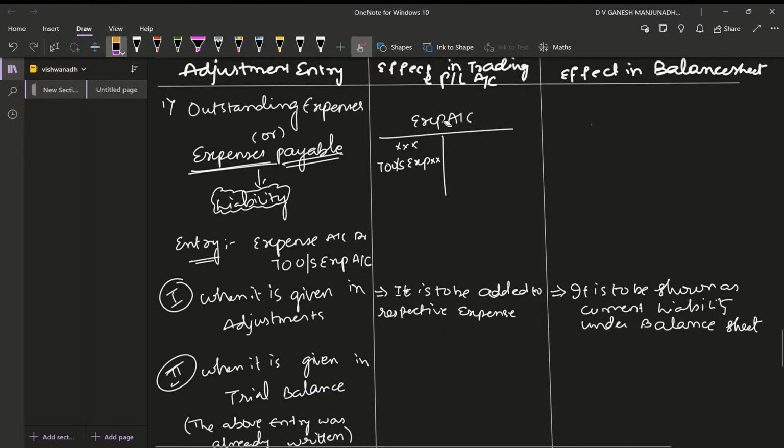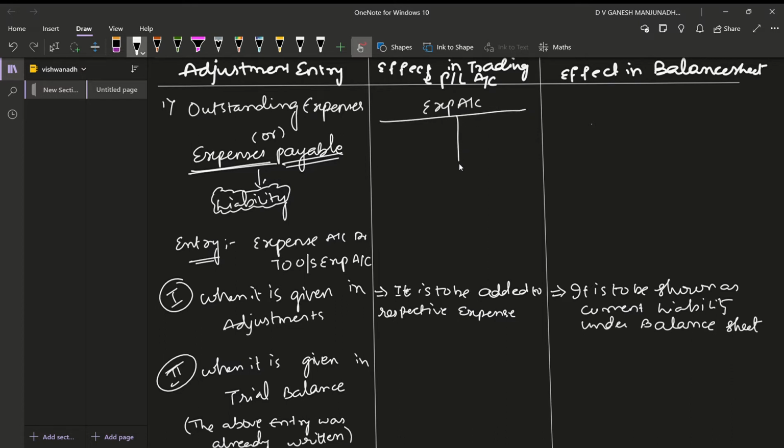Let us see that. Let us think that this is an expenditure account. So here we are having a balance brought down. Now let us take an outstanding expenditure account also. This is the credit side, this is the debit side and credit side. Then this entry was already written.